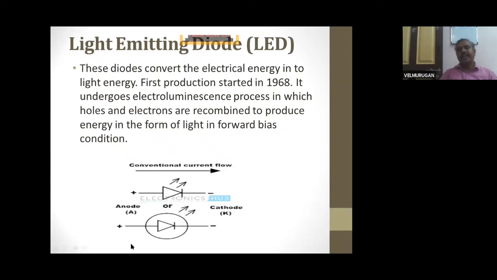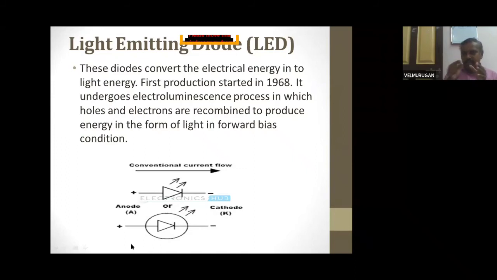Then the light emitting diode, LED. This has a lot of applications. For example, when you charge a mobile phone, there is a light indication showing it is charging. Then with a laptop, when you switch it on, a light glows. Monitor, CPU, computers: these all have glowing lights. When your keyboard and monitor are on, a light glows. What is that? That is an LED, a light emitting diode.